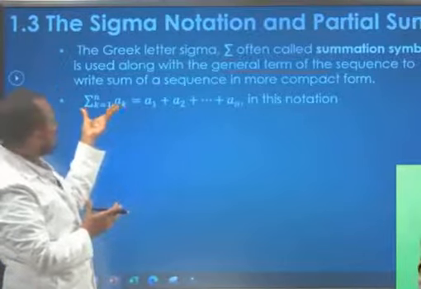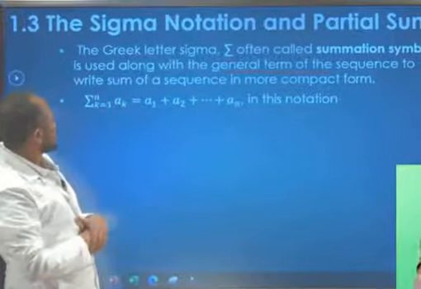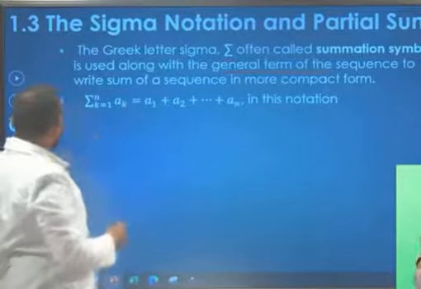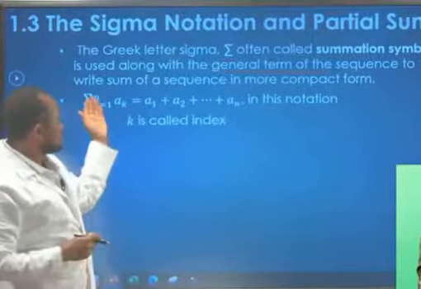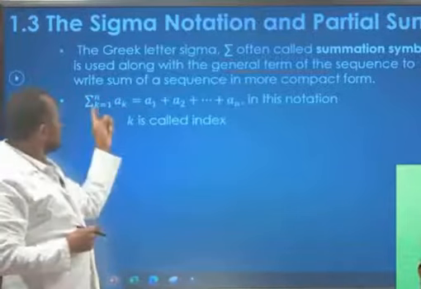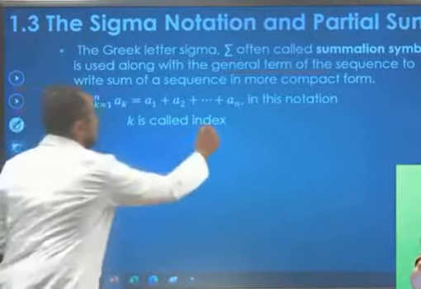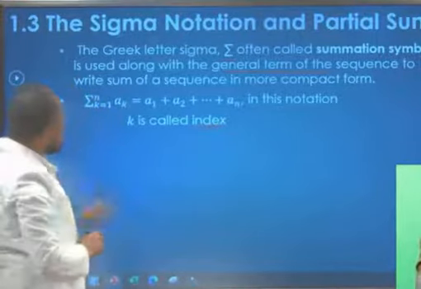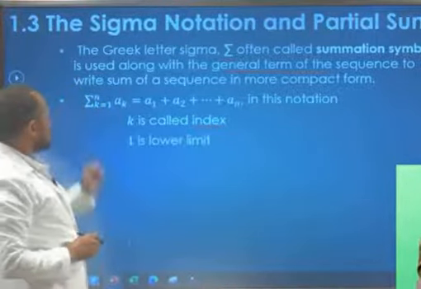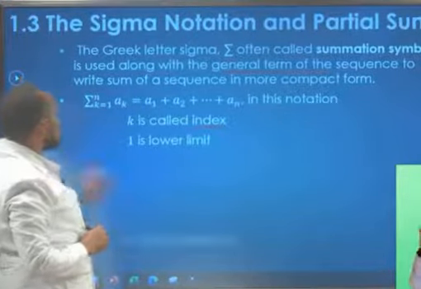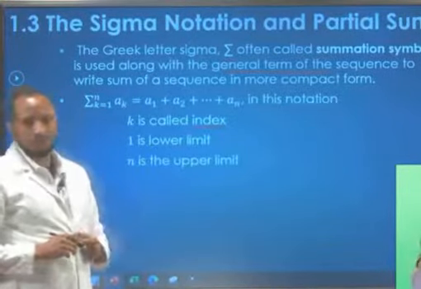This is the summation of a_k, k starts from 1 up to n. In this summation notation, we call k the index. K is the index. And this one we call the lower limit, and n is the upper limit.